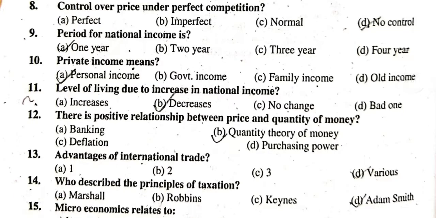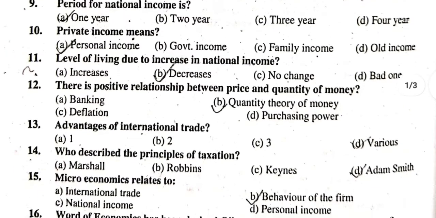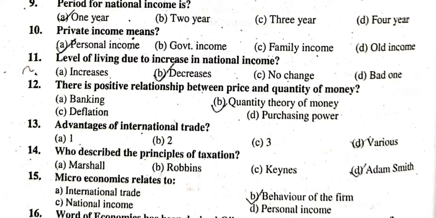15. Microeconomics relates to: A. International trade, B. Behavior of a firm, C. National income, D. Personal income. The correct answer is behavior of firm, B.